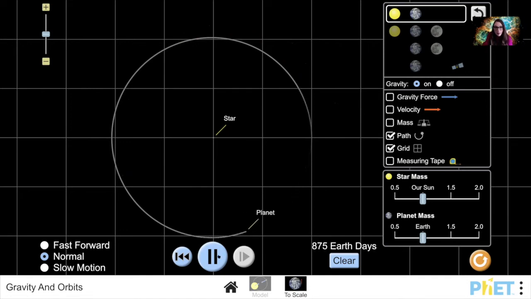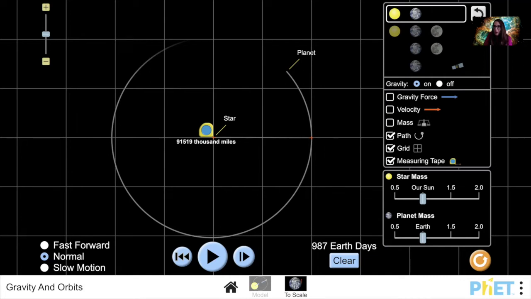And I'm going to pause here. Let's go ahead and let it make one more lap, just a little bit further. And I'm going to pause it, and we can actually measure this difference between perihelion and aphelion. So here I have clicked up the tape measure. I can move it around. I'm going to place one end of it right here over the sun, and the other end of it I'm going to place right here at perihelion.